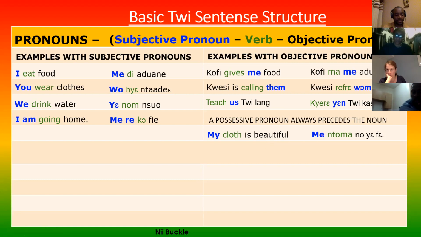Now you realize that there is a word here, no, which is not in the English. It is a determiner. In English, we say it is the. So my cloth is beautiful. We are using the determiner here because the way the sentence is structured, it is assuming that you are seeing the cloth. So it is a particular cloth we're talking about, and you know which cloth. Even though it doesn't translate the same in English word for word, we think it is important to use a determiner because we're talking about a particular cloth, not any other cloth. Mentoma no yɛfɛ.